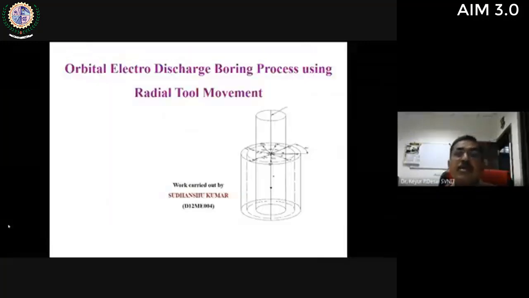In the second phase, we carried out orbital electrodischarge boring using radial tool movement. As indicated earlier, there is 0, 1, 0, 1, 2. This way the tool was allowed to move. And this work was carried out by Dr. Sudhanshu Kumar, who is faculty at MANIT, Bhopal.